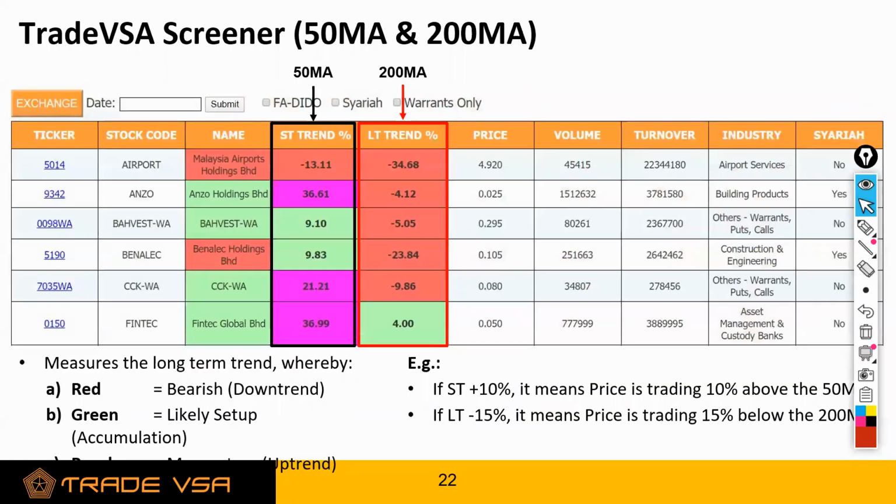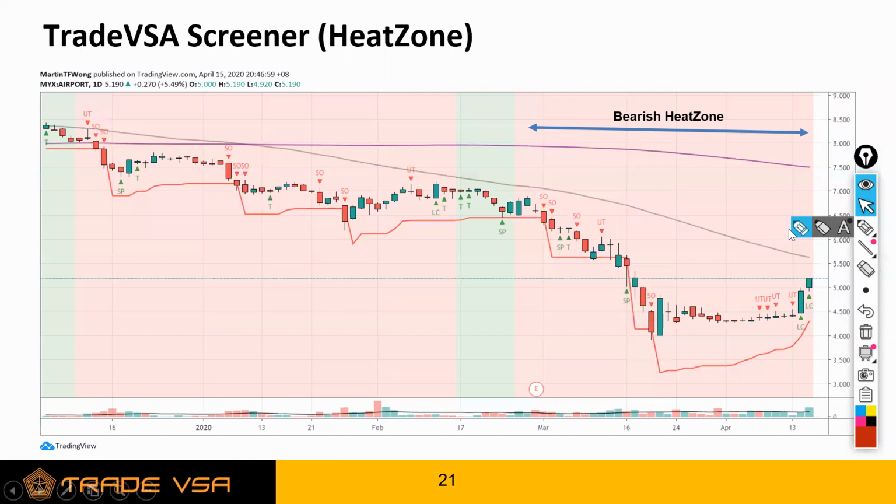Okay, now a few things. Let me answer some questions before I move on. What is the trend line in hit zone? The trend lines in hit zone are the 50 and 200 day. I believe Lina, you are referring to this gray and purple line, am I right? If yes, the gray line is the 50 MA, the purple line is the 200 MA. For example, the hit zone is green but the LT column is red. Good question, I'll answer that later.